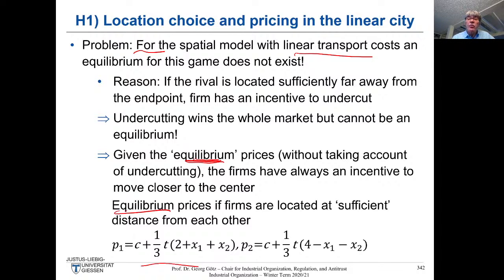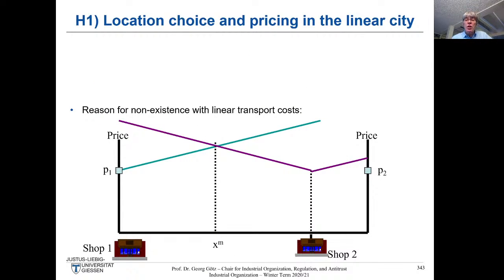Okay, I just want to give you the intuition. All this has been spelled out by d'Aspremont, Gabszewicz, and Thisse in a famous paper in Econometrica, only 5 pages, on Hotelling's stability in competition. Did I already say it was published in 1979? Okay, so what is the point?